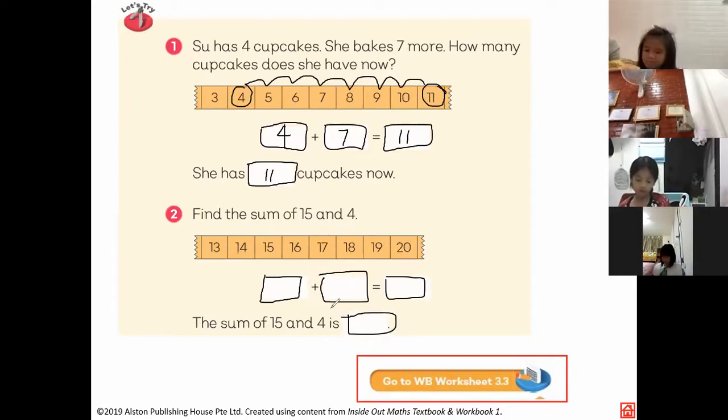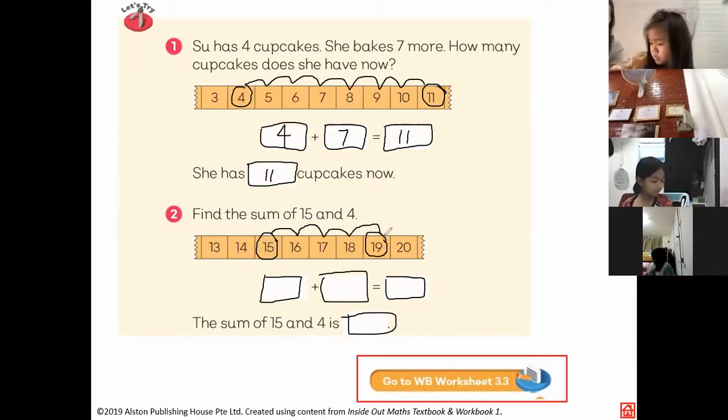Let's proceed to number 2. Find the sum of 15 and 4. So 15 is over here. And then add 4. 1, 2, 3, and 4. Who can give me an answer?